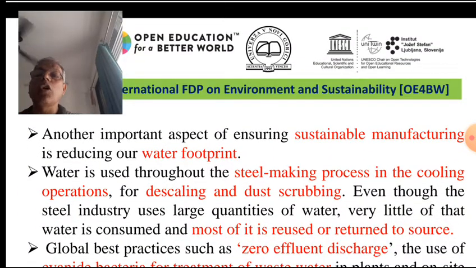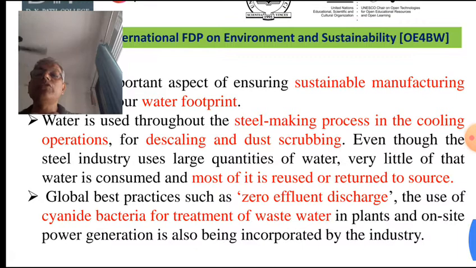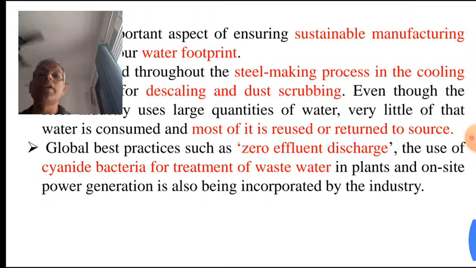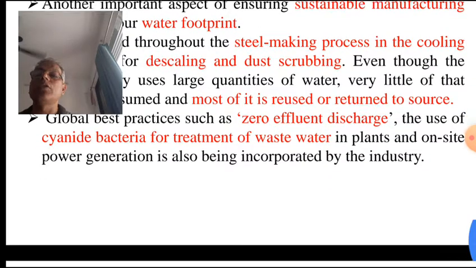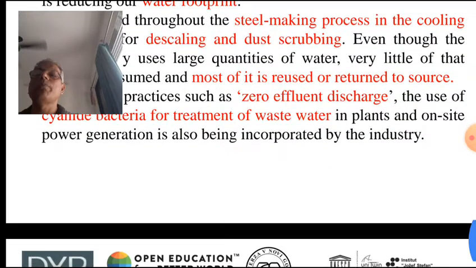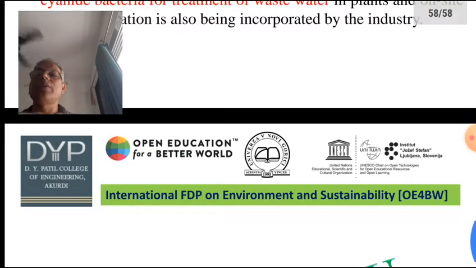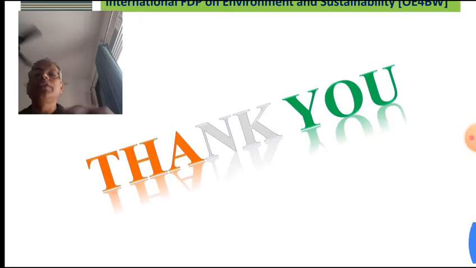And again, the water footprint: we use more water in this industry for descaling and dust scrubbing. So if we reuse that water and return it to the resource, definitely. And again, in the global best practice of zero effluent discharge, we can use cyanide-degrading bacteria for the treatment of wastewater in the plant, on-site, for power generation. So in this way, I hope definitely we can move towards sustainable manufacturing of the iron and steel industry, and we can reduce the carbon footprint of it.